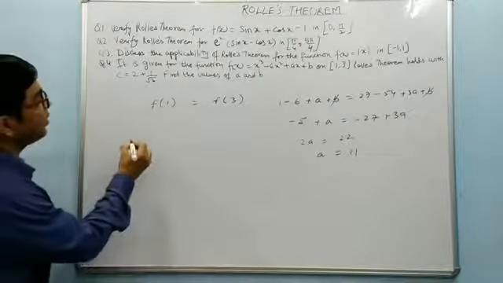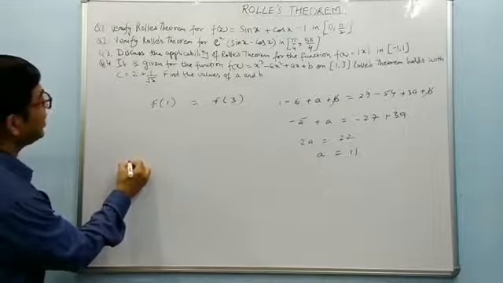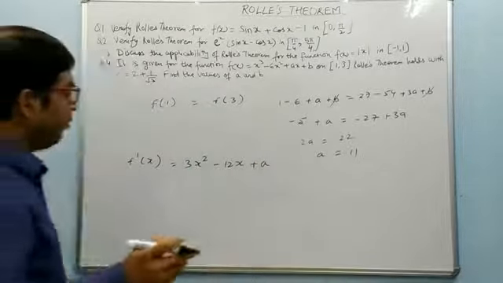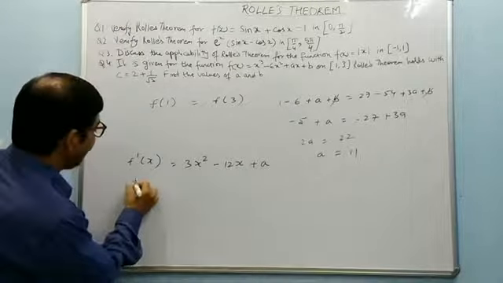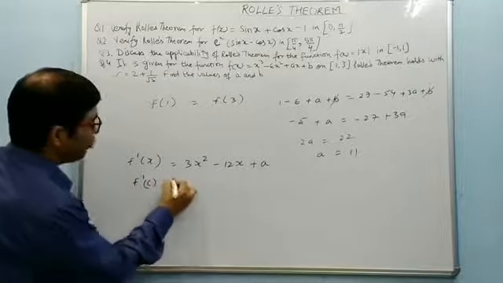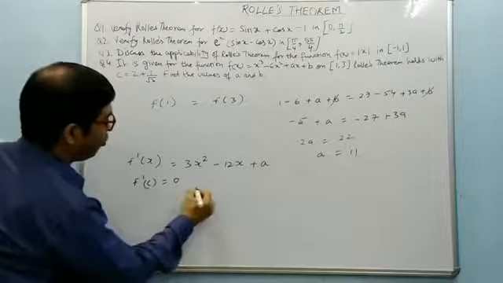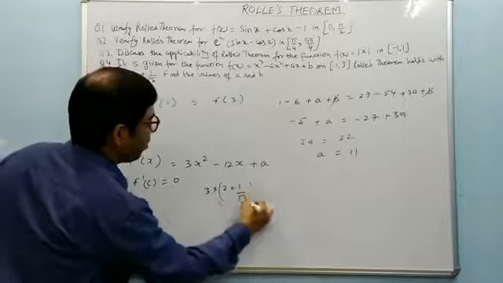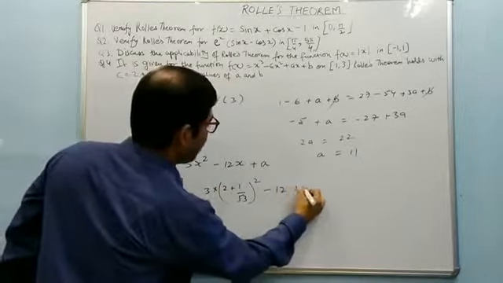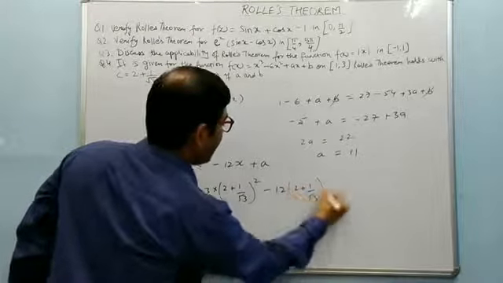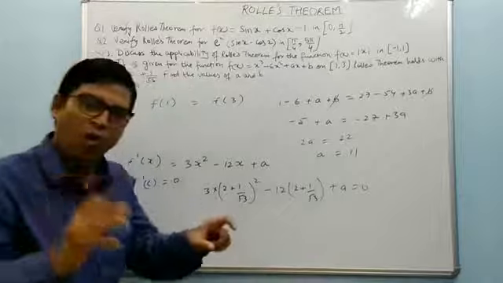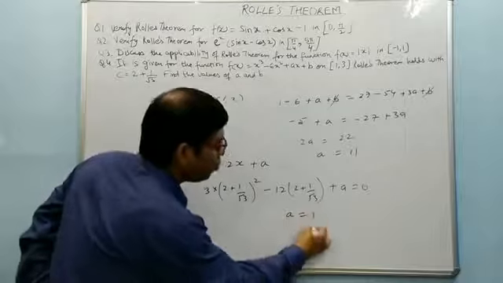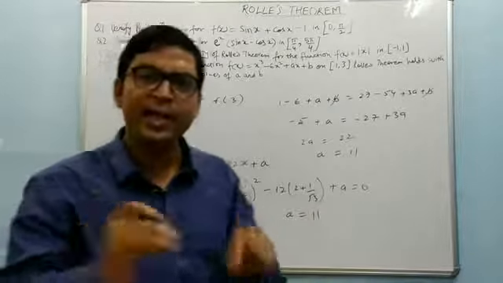Now f dash c. That means if we just differentiate this thing, this is 3x square minus 12x plus a. We just put the value of x because f dash c has to be 0. So you just put c is given 2 plus 1 by root 3. That is 3 into (2 plus 1 by root 3) square minus 12 into (2 plus 1 by root 3) plus a is equal to 0. If you solve, you will again get the value of a, which will be again 11. So the value of a is 11 we are getting.